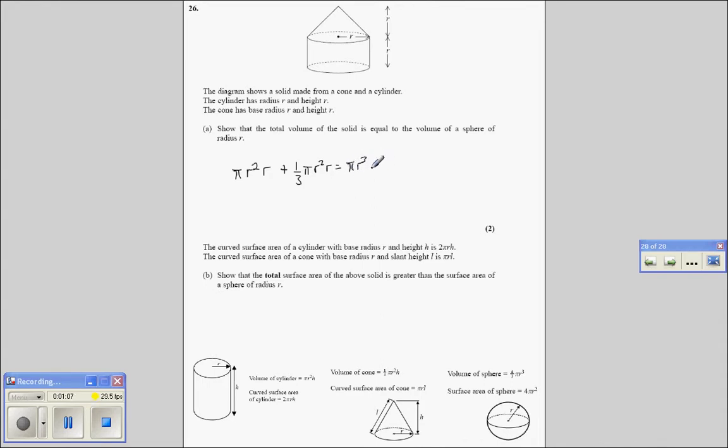plus 1/3 of pi r cubed. Pi r cubed is the common term here, and you've got one of them plus 1/3 of them, which makes 4/3. Which is the formula for the volume of a sphere.